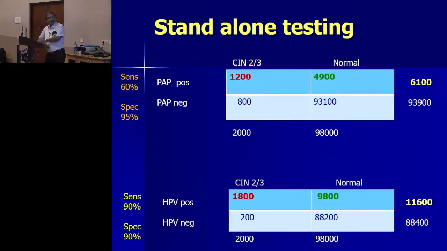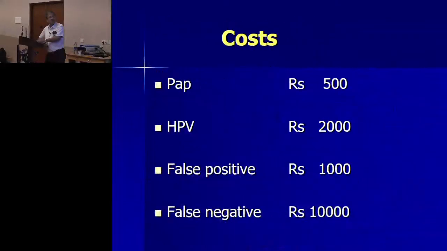To see what the cost is, I'm again just being arbitrary. Pap smear 500 rupees, HPV 2000 rupees. For a false positive, what is the money on it? I just put 1000, because a colposcopy is 1000 rupees, though we can argue about it. For a false negative, I put 10,000 rupees. Treating a cancer may be 100,000 rupees, but we are talking of pre-cancer, that's why I didn't want to put 100,000.